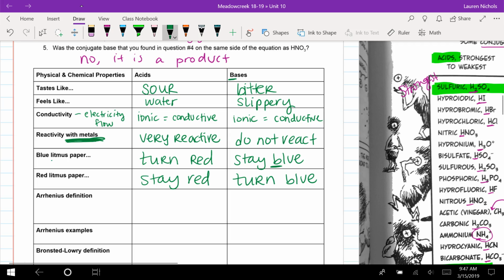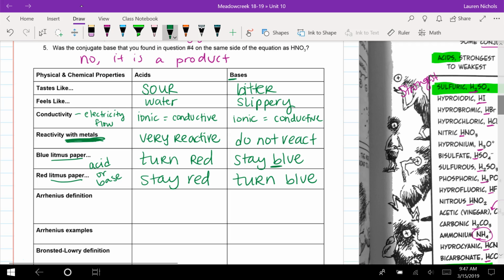Now, here's the key thing. The only thing that litmus paper can do is tell you whether it's an acid or a base. It can't tell you the specific pH level. We're going to talk about pH paper and pH indicators that will do that. This will only tell you acid or base.